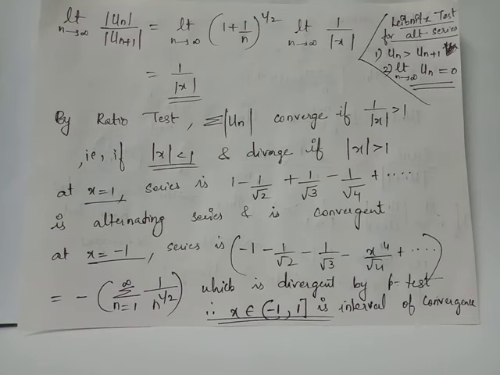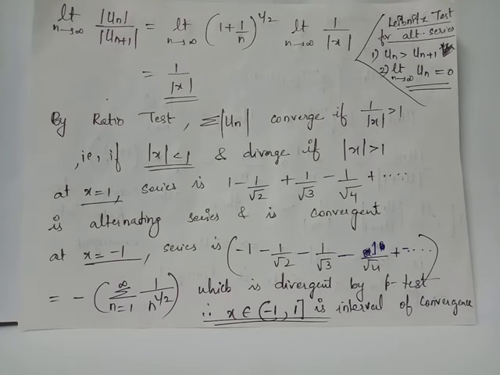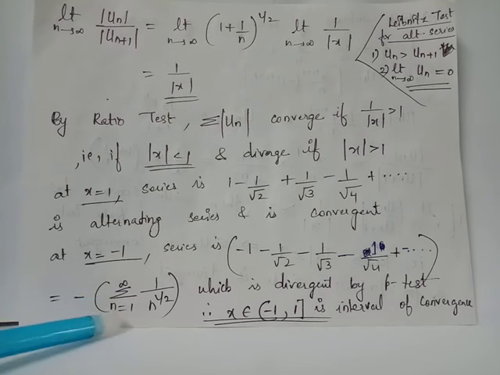When you give x equals minus 1 in the given power series, for x equals minus 1, this power series will become minus 1 minus 1 by root 2 minus 1 by root 3 minus 1 by root 4 minus etc. The given power series for x equals minus 1 becomes minus times 1 plus 1 by root 2 plus 1 by root 3 plus 1 by root 4 plus etc. Or it can be written as the power series at x equals minus 1 becomes minus 1 times summation n ranges from 1 to infinity 1 by n raised to 1 by 2, or minus 1 times summation n ranges from 1 to infinity 1 by root n.